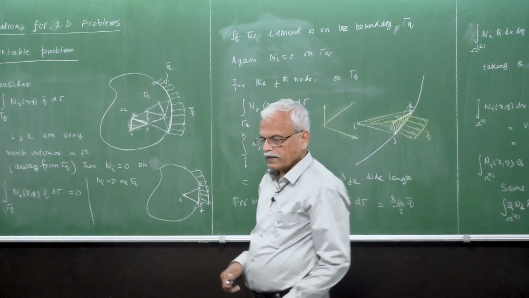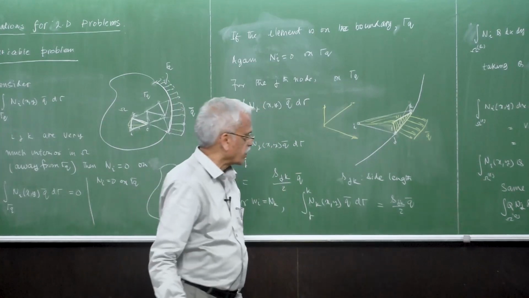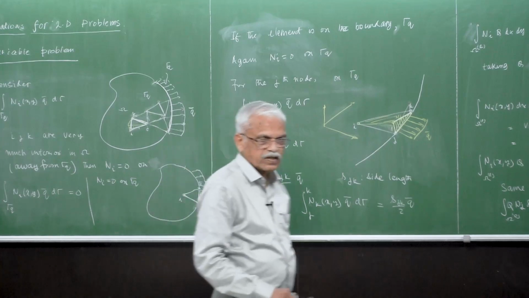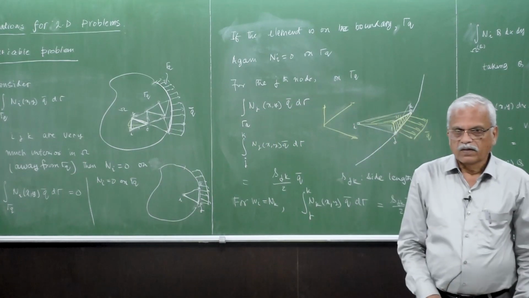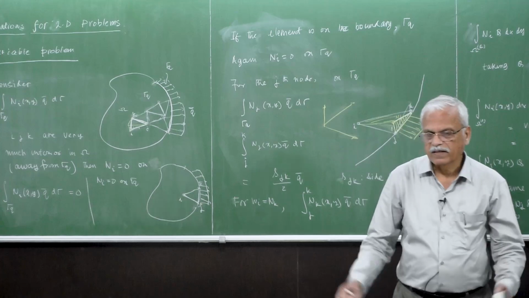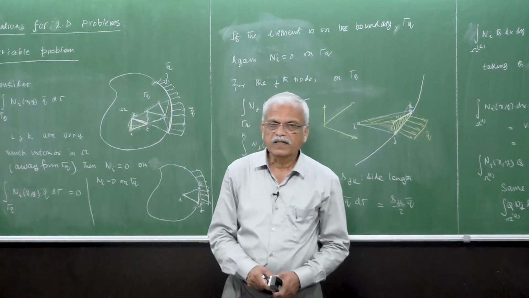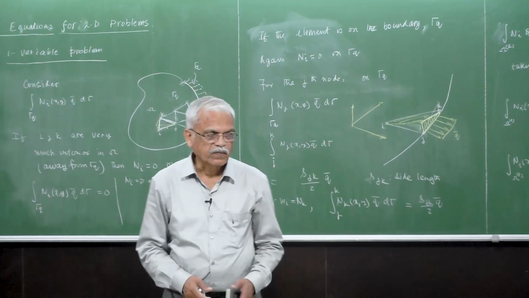So this integral over gamma q has to be carefully done only for those elements which have their side falling on gamma q. Otherwise, if the element is very much interior, then you don't have to worry.